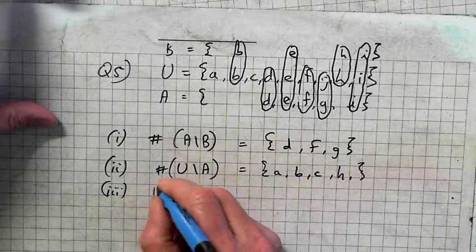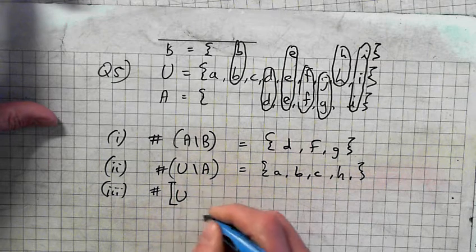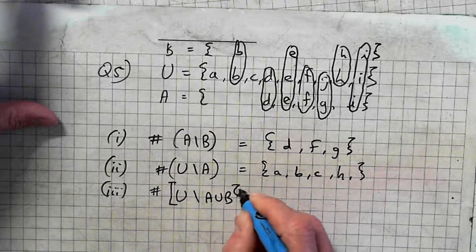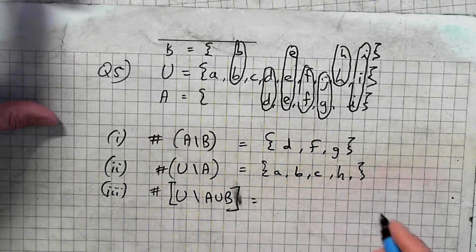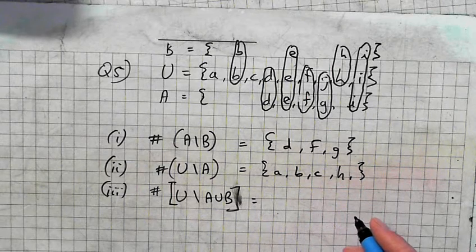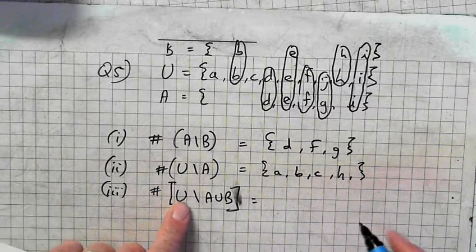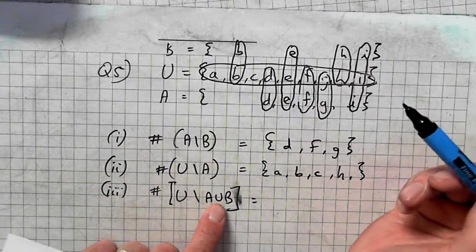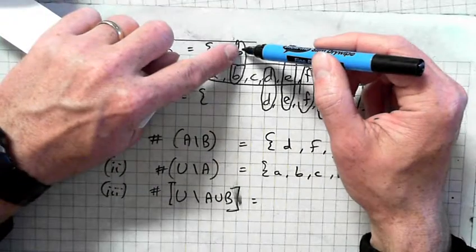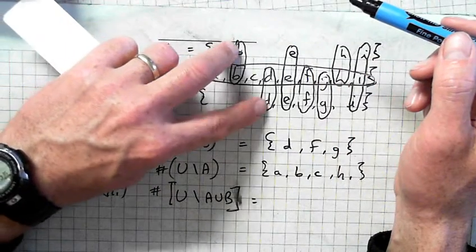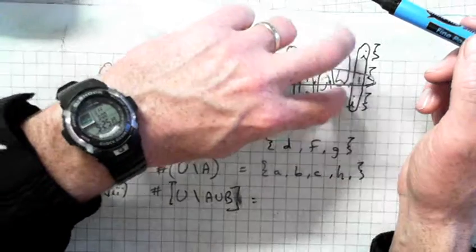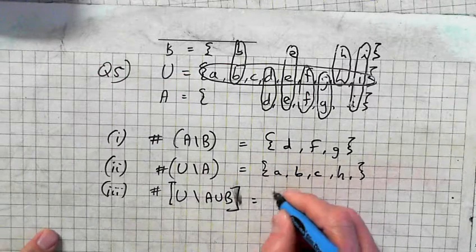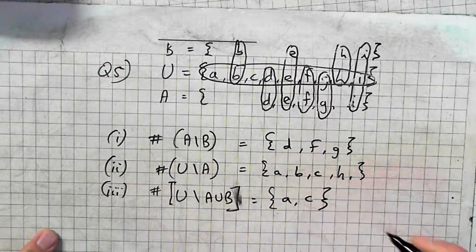Part 3. The universe except A union B. Pen down. The universe, everything, all of this, but I don't want A union B. So A union B is B, D, E, F, G, H, and I. So I want C, everything else: A and C, very good. Do you understand that?